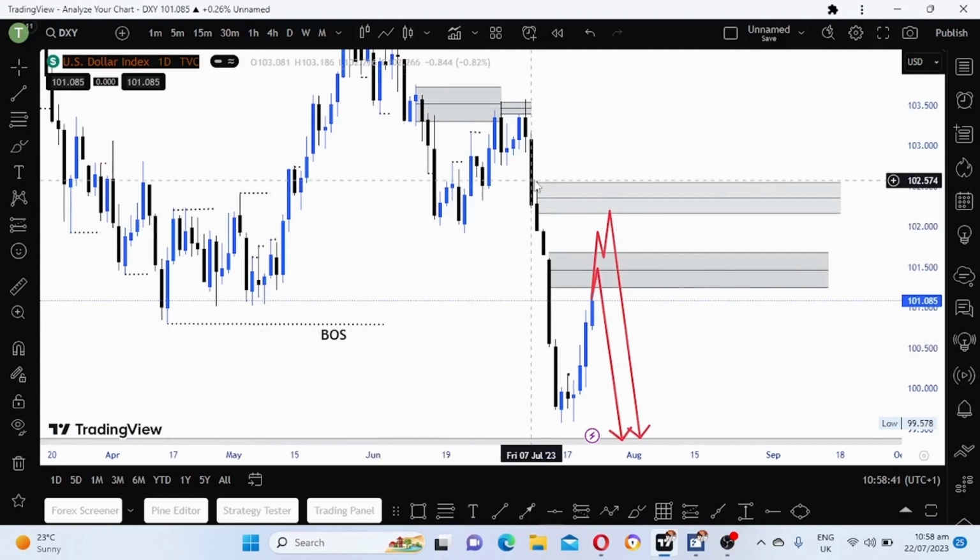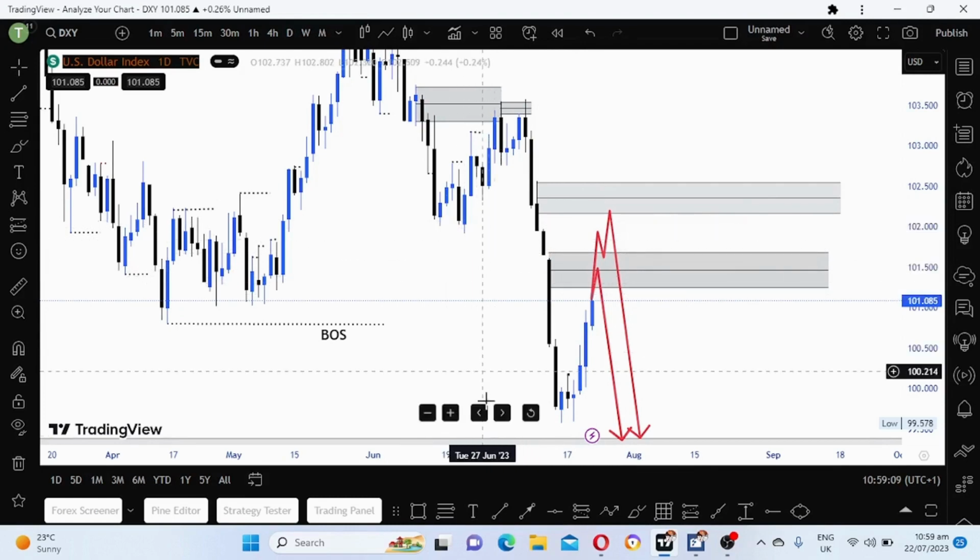Now we have two supply zones that we are looking at. So we have this supply zone that we drew here. I'm waiting on Monday for price to tap into this supply zone and see what is happening there. Then I'll check if price will reverse at this supply zone. I will move to the lower time frames and check for a change of character, just to see what is happening there.